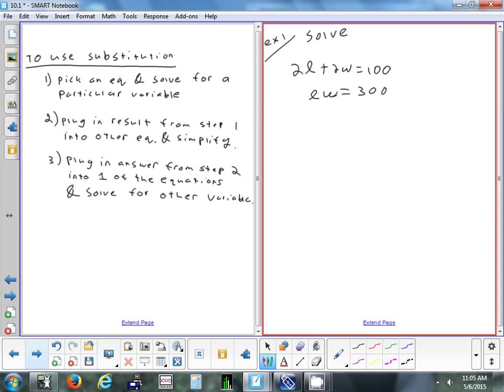All right, first thing, pick an equation, solve it for a variable. Which equation there is easier to isolate one of the variables, the top one or the bottom one? James? Yeah, the bottom one. You can do it in one step. Can you tell me what I could do to get something by itself? Divide by W. Sure, divide by W.